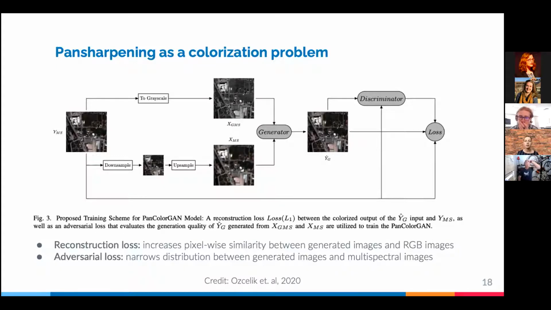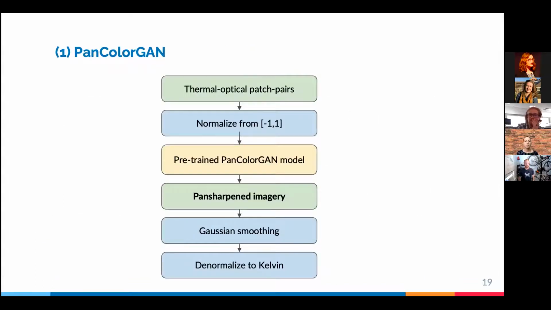So all of these images, both the panchromatic and the downsampled, were from the same satellite platform. So this isn't super realistic for thermal imagery or for my project because ECOSTRESS and PlanetScope are on completely different platforms. So that's just something to keep in mind going forward. So the PanColorGAN framework was used to address the first question, where I was testing the applicability of a pre-trained GAN model that was trained on RGB panchromatic patch pairs from a different data set to the novel problem of thermal optical pan sharpening.